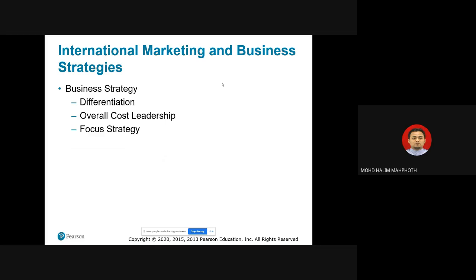And the same goes for overall cost leadership. Your product is different in terms of cost, you are the leader, so you offer lower cost but quality products. And the next one is focus strategy, which type or which sector you focus on. So this is what we have under business strategy when we go abroad.